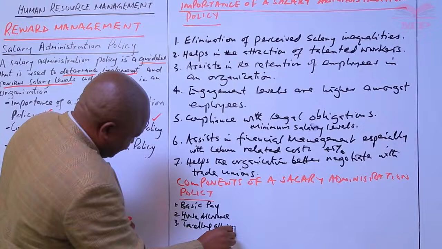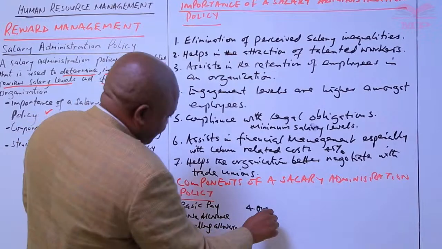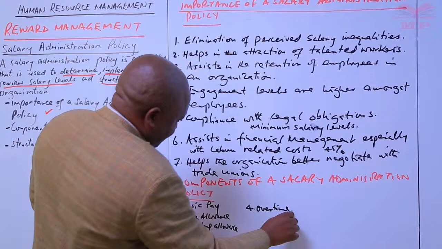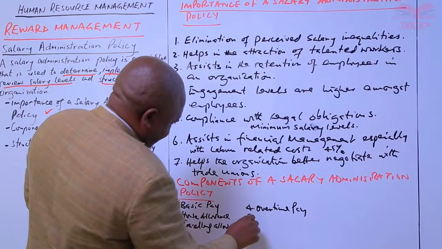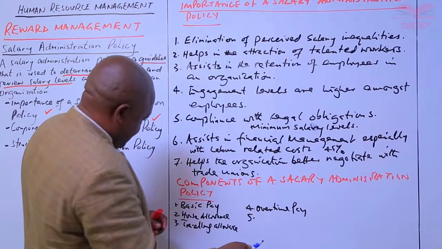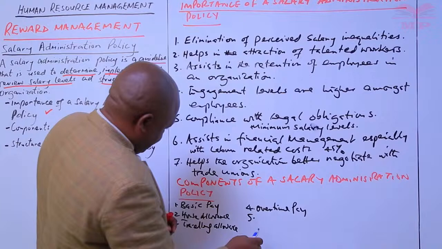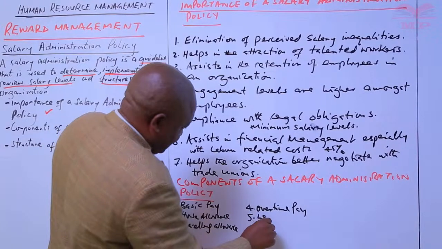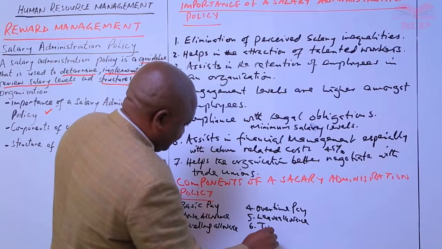Then you have 4, overtime pay. Then you have 5, leave allowance, 6, tuition assistance.